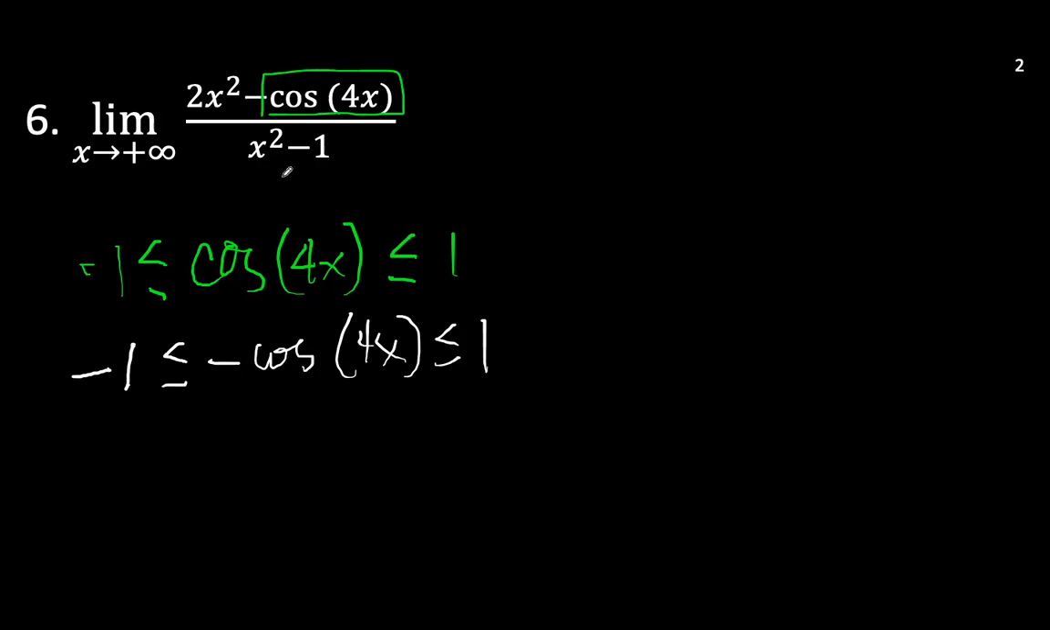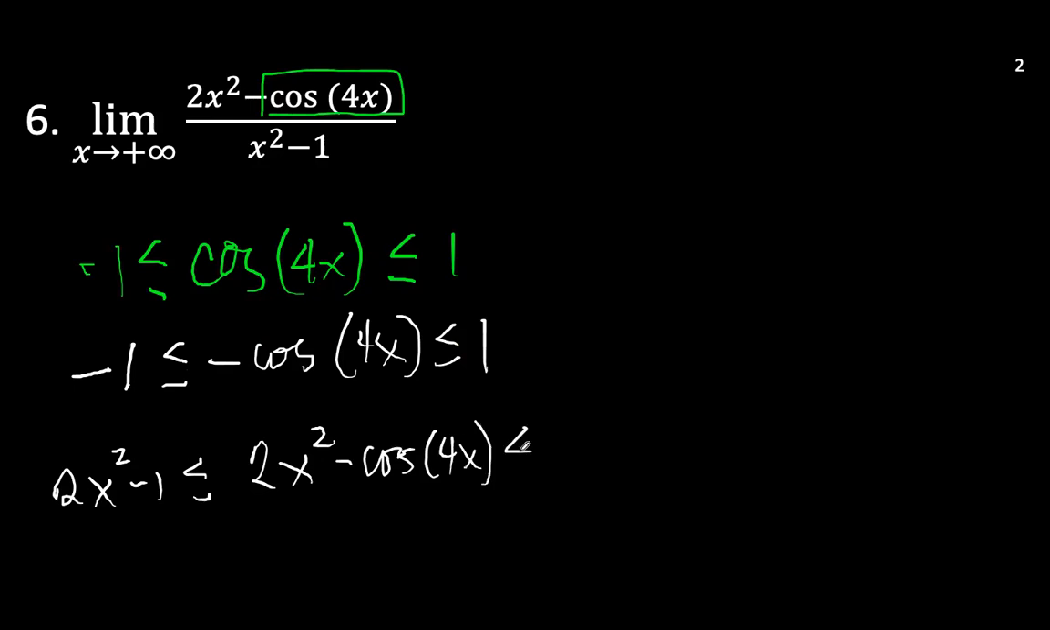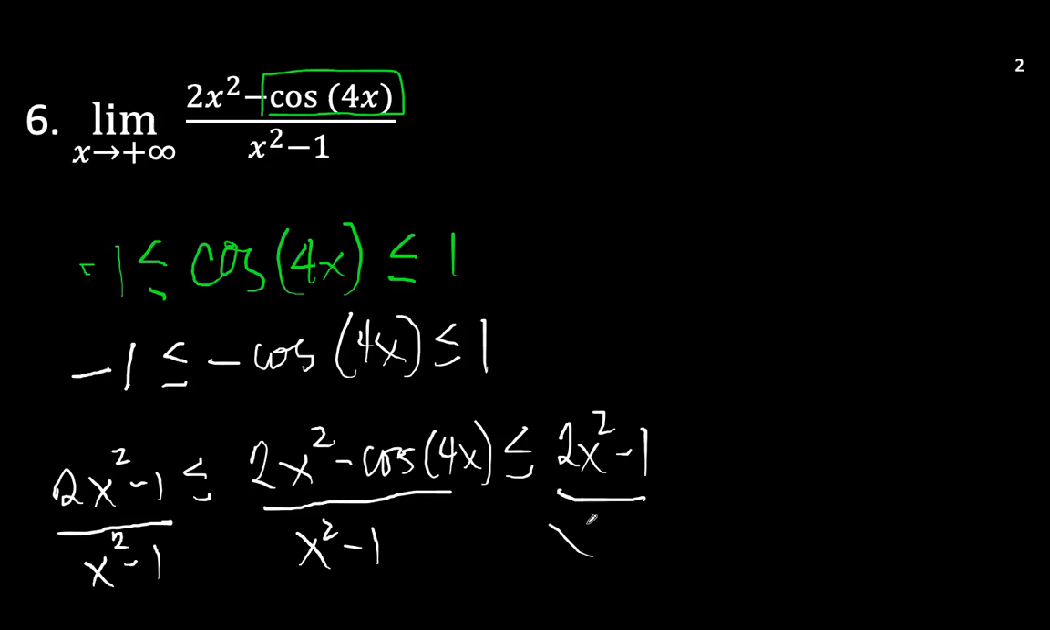Next, there must be a 2x squared minus cosine 4x, so we need to add 2x squared to both sides. So 2x squared minus 1 is less than or equal to 2x squared minus cosine of 4x, which is less than or equal to 2x squared plus 1. And it should be divided by x squared minus 1 throughout.